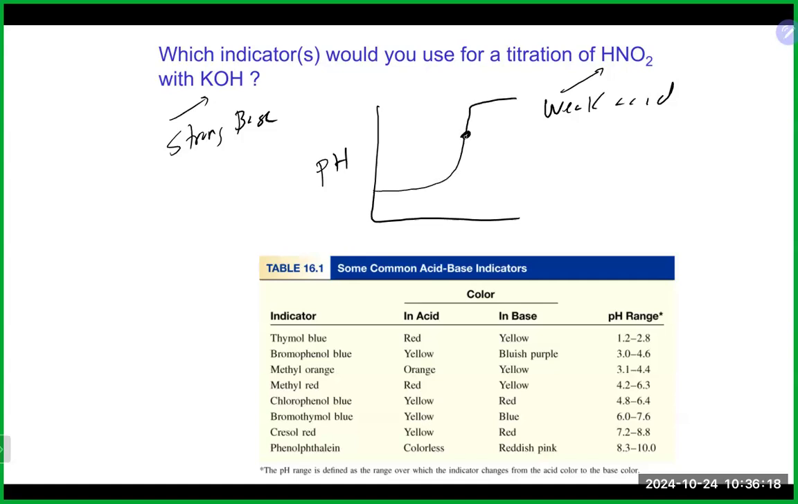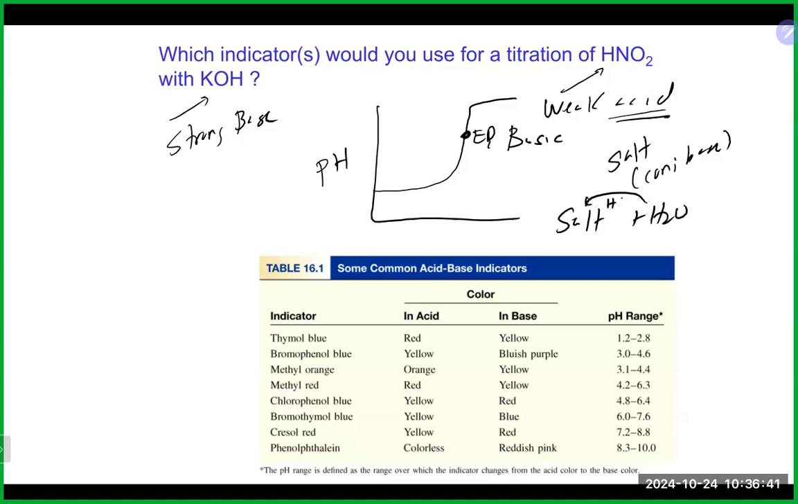We would expect that the equivalence point would be basic. And it would be basic because at the equivalence point, we would have a salt that came from a weak acid. And because that salt came from a weak acid at that equivalence point, it is going to act as a conjugate base when it reacts with water and goes through hydrolysis. It's going to accept the H plus and it's going to produce hydroxide, which means it should be basic at this point.